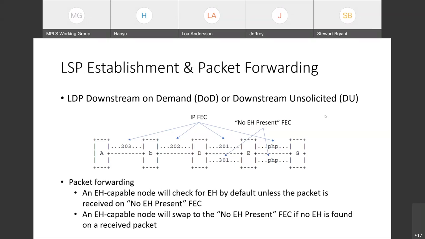How can a node tell that an EH is present? If I receive, for example, there are two cases. If this node, the header node, is of course an extension header capable node, and it inserts an extension header, then it will use a normal label IP FEC label to forward it. Otherwise, if it finds there's no extension header in this packet, it will use a no EH present FEC to forward this packet.